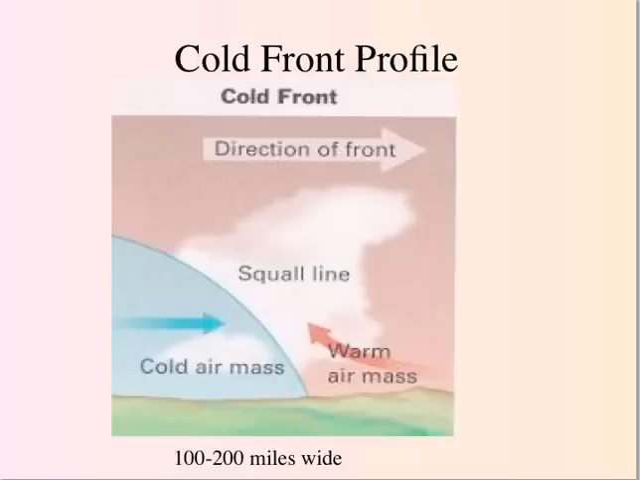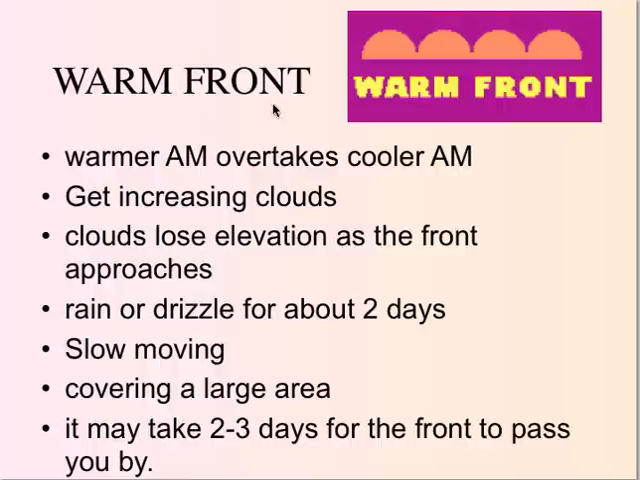Okay. Our other front we're talking about is a warm front, which looks like half suns. Okay, the warm air is back here moving to the top. It's where a warmer air mass beats up a colder air mass. You get increasing clouds over days. And the clouds lose elevation. They start off very high and lose elevation, come closer to the earth as the front approaches.